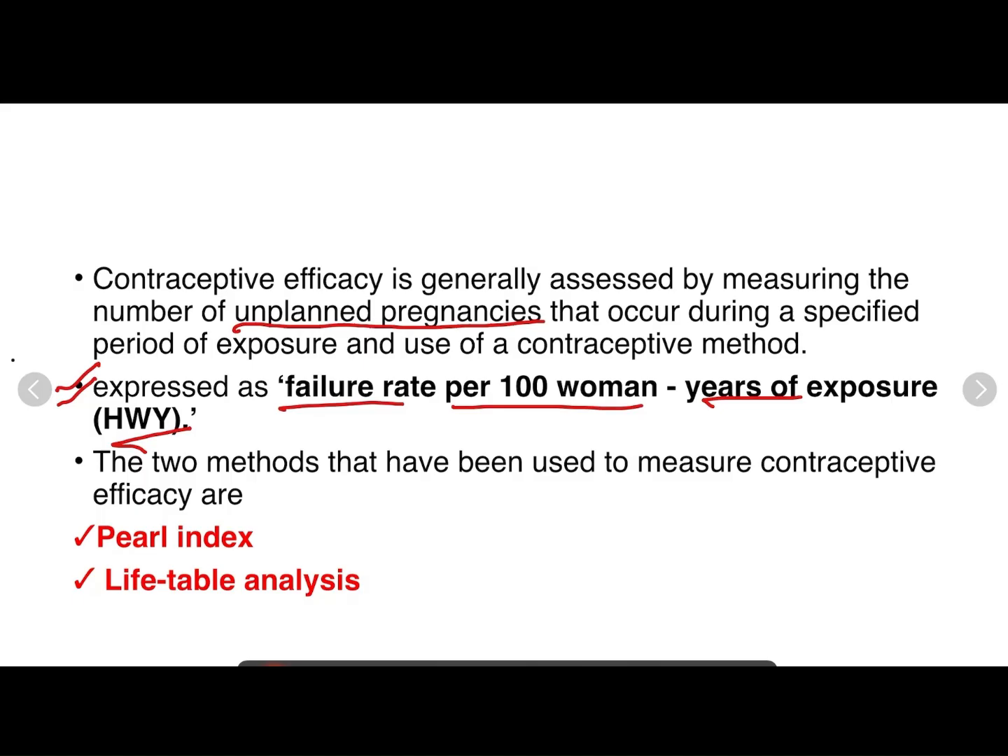Two methods can be used to measure the contraceptive efficacy. First is the Pearl Index, second is life table analysis. So, a short note can come on contraceptive efficacy in the examination, and also a short note can come on Pearl Index.